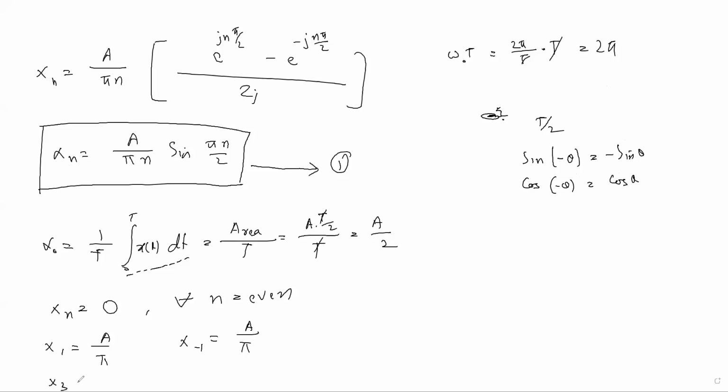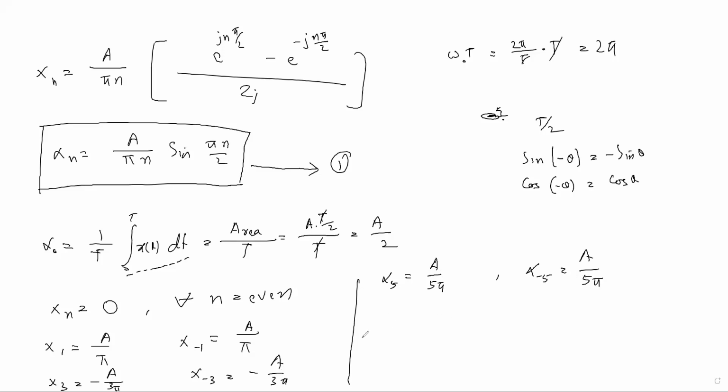Similarly, you can find x of 3. x of 3 will be minus A by 3 pi. And x of minus 3 would be, what is the value? Minus A by 3 pi. Similarly, you can find x of 5 equal to A by 5 pi and x of minus 5 equal to A by 5 pi. This thing you will get.